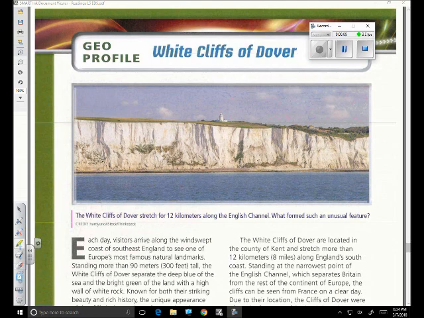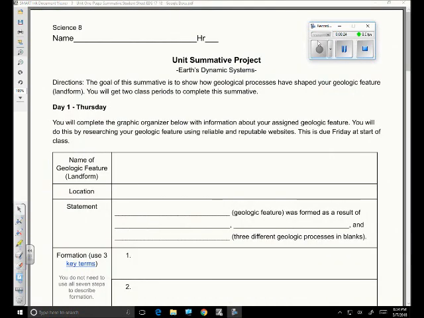You will need two things to finish this summative. The first thing you will need is a copy of this article. If you do not have a copy of this article, you can turn to page 144 in your science book. The second thing that you will need is a copy of this worksheet that is called Unit Summative Project, Earth's Dynamic Systems. Please put your name at the top of the page along with the hour that you have science.